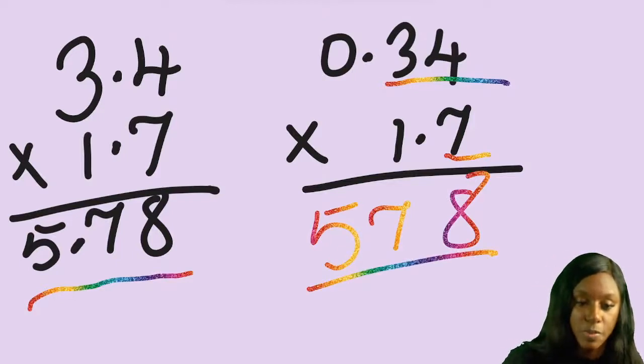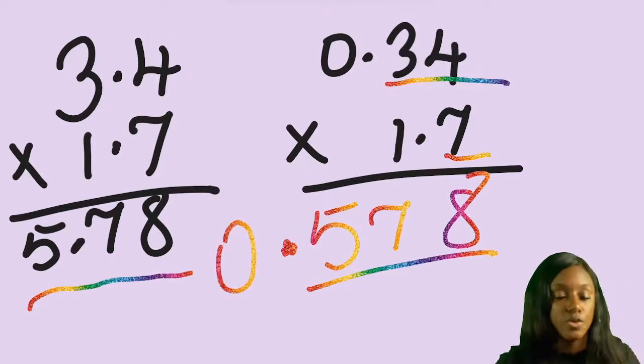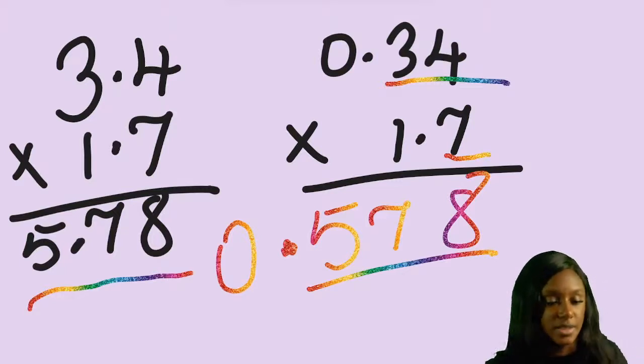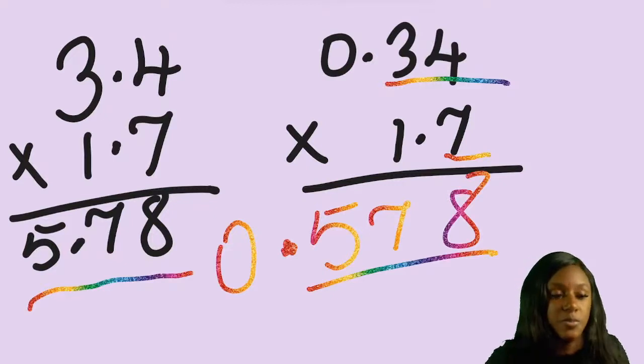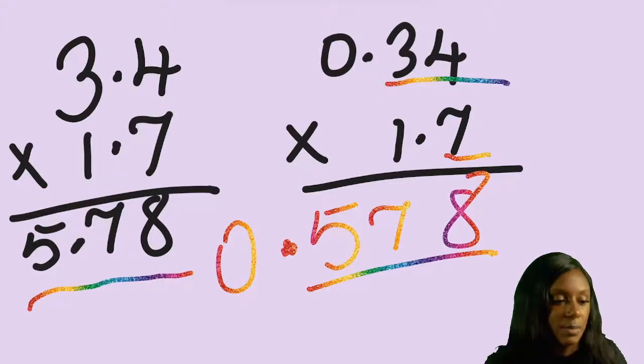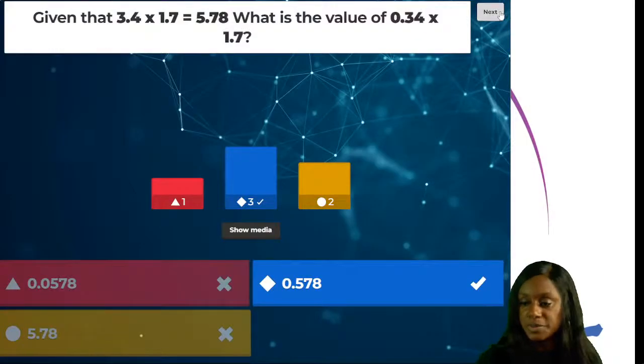My decimal point comes right here, so I place a 0 here. 0.34 times 1.7 would be 0.578. I knew that because 3.4 times 1.7 is 5.78, and the digits in the question are the same. So the digits in my answer will also be the same. Okay, so let's get back to the game.